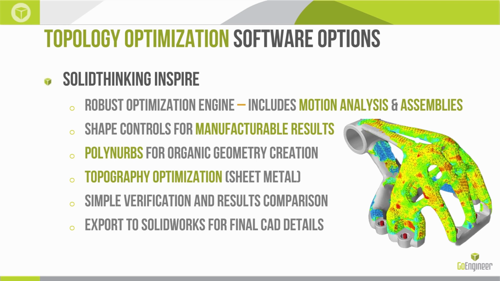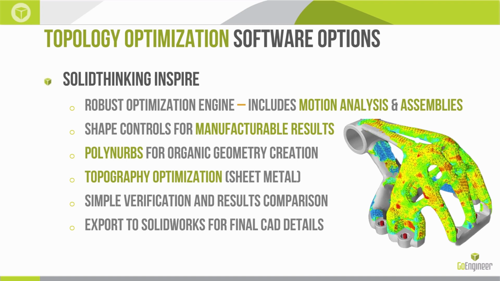It will also do something called topography optimization. And this is more relative to things like sheet metal, thin parts that need to be stamped for extra rigidity. It does have FEA tools included, but I have to admit they're simpler than what's offered in the SOLIDWORKS suite. So it's going to be simple verification and comparison of results.